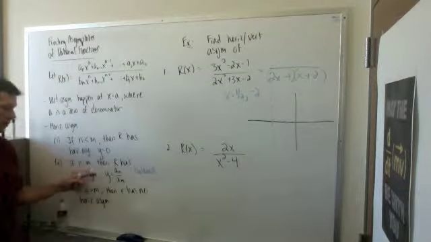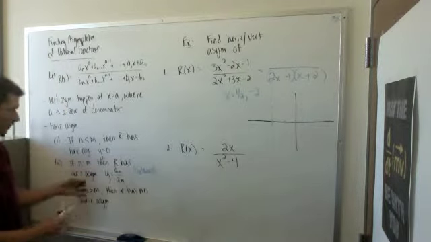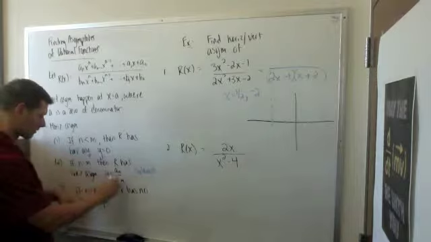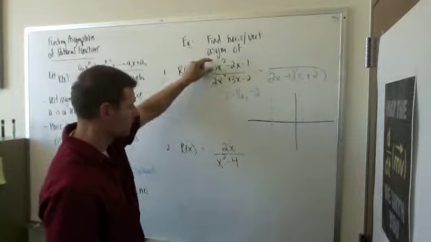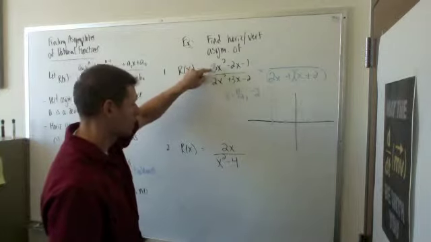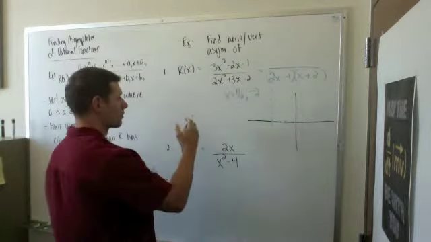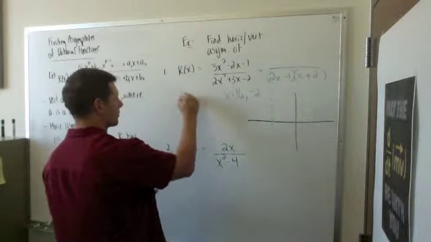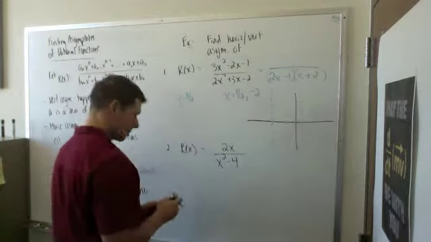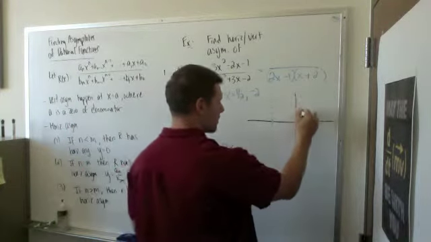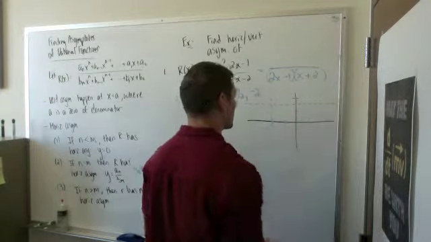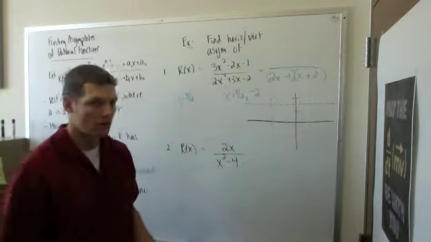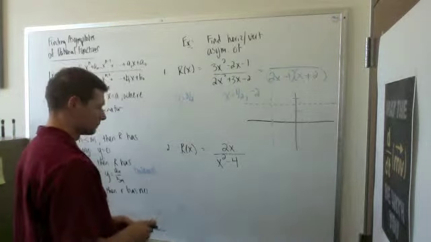So if it's balanced, we just take the ratio of the leading coefficients. Since this is balanced, degree 2, we take the ratio of 3 to 2. So y equals 3/2 is my horizontal asymptote. So this is 1, that's 2. My horizontal asymptote will be right there. Okay? Super easy. Next problem.